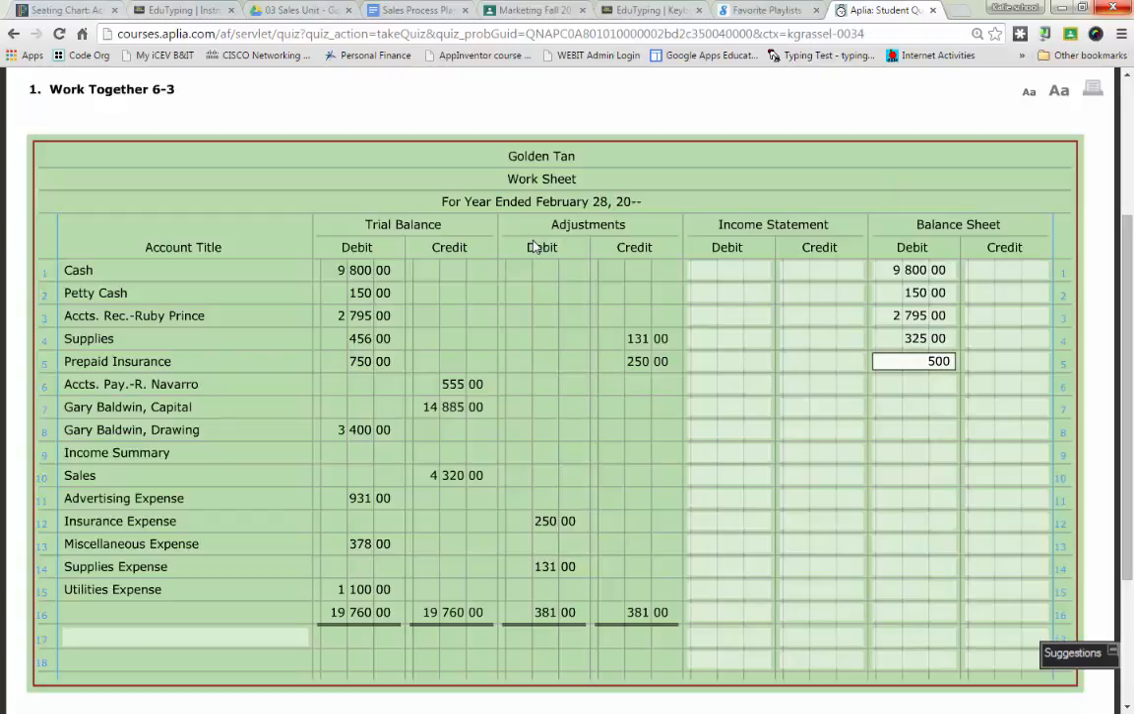Accounts payable, Richard Navarro. Jory, classification. Liabilities go where? Yes. So I need to put that $555 as a credit.